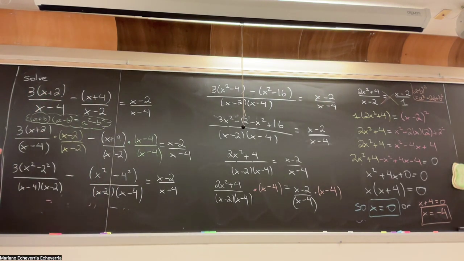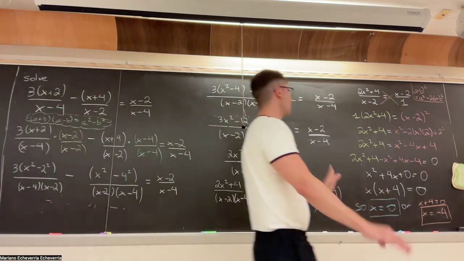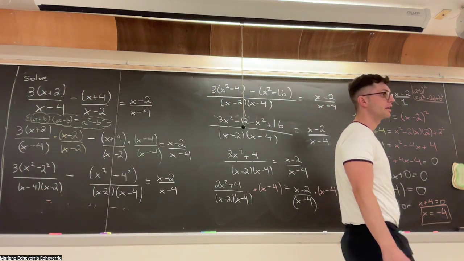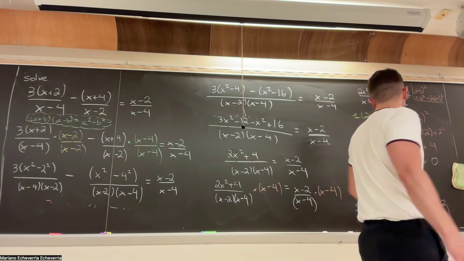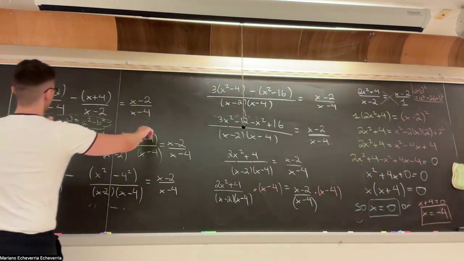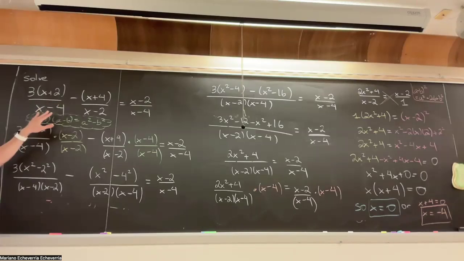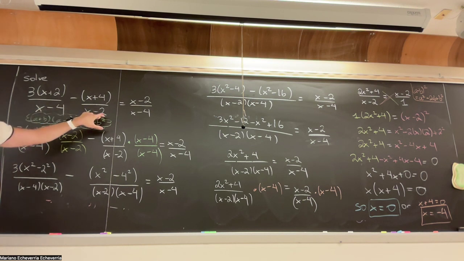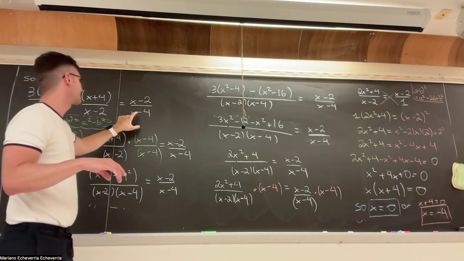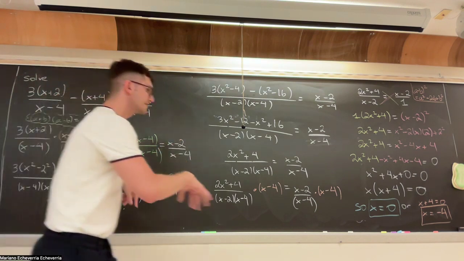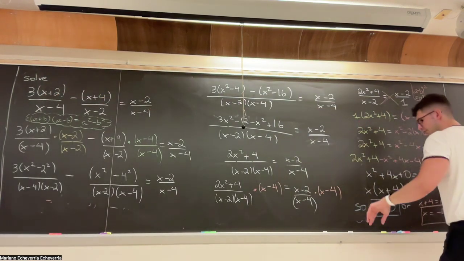Okay, so in this step, what you have to think is, is this a problematic value or not? You have to think, what if I plug x equals 0 into the original equation? Does that make any of the denominators 0? And you see that it doesn't, because 0 minus 4 is negative 4, 0 minus 2 is negative 2, and 0 minus 4 is negative 4. So x equals 0 will not make any of the denominators 0.